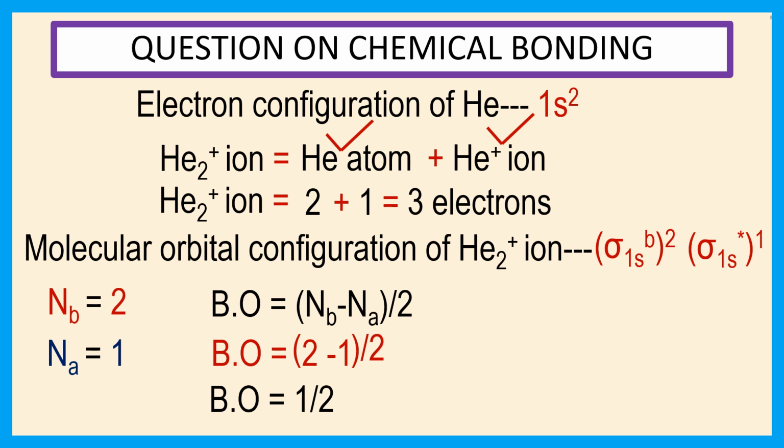Since the He2 plus ion has one unpaired electron in the antibonding molecular orbital, it is paramagnetic.